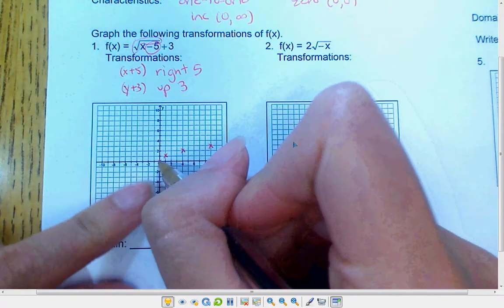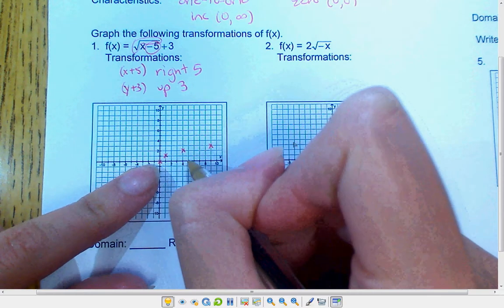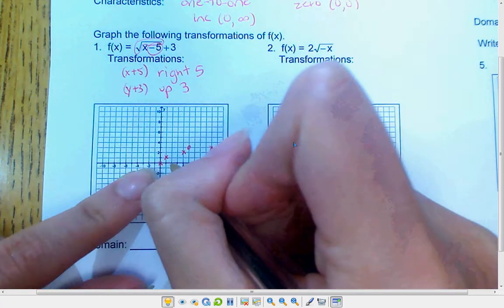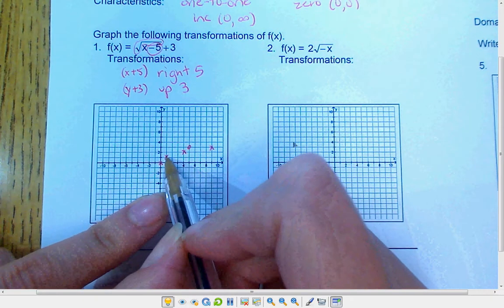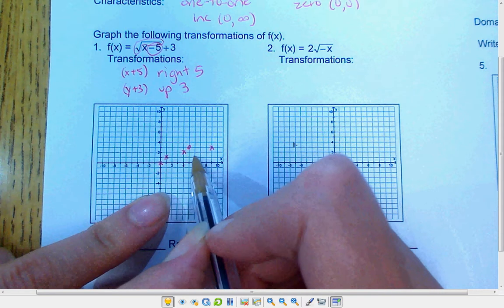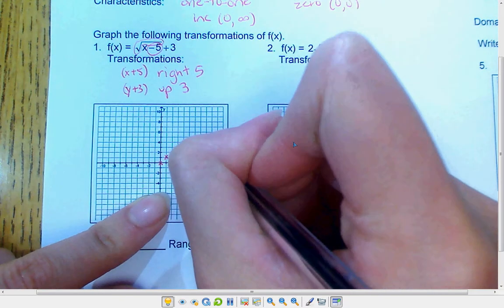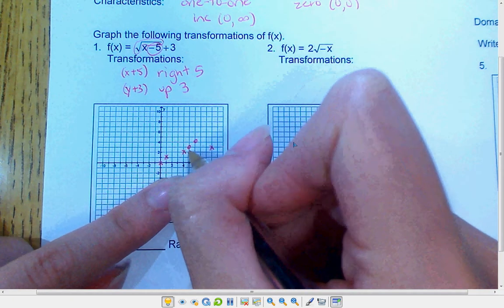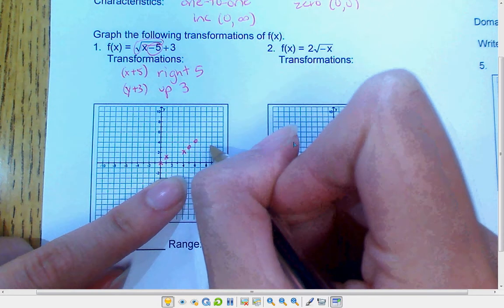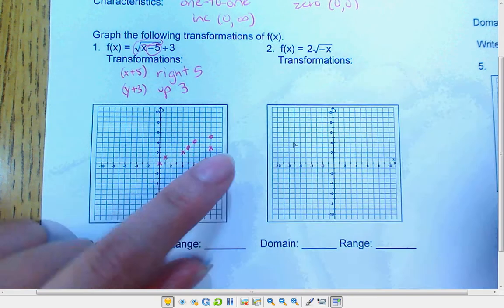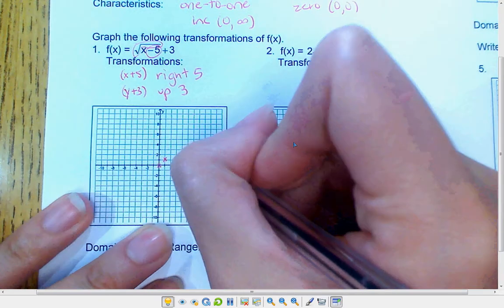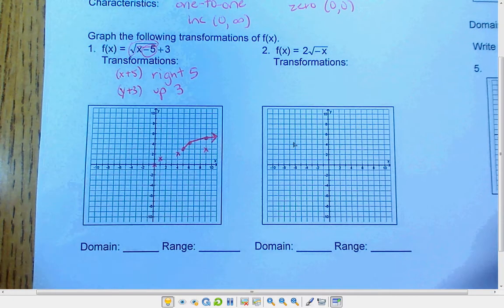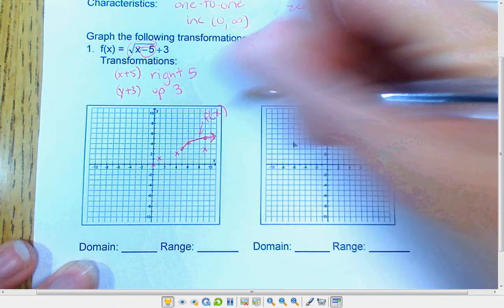So let's start off with our (0, 0), right 5, 1, 2, 3, 4, 5, up 3, 1, 2, 3. There's our new point. Let's take (1, 1), and now I'm moving it right 5: 1, 2, 3, 4, 5, up 3, 1, 2, 3. Draw another point. The next point, I'm taking (4, 2), moving it right 5: 1, 2, 3, 4, 5, up 3: 2, 3. And this one, if I move this one, it's going to go off the graph, so I don't need to worry about this. So let me just connect these 3. Draw an arrow because I know it keeps on going. And this is my f of x. That's my transformed function.